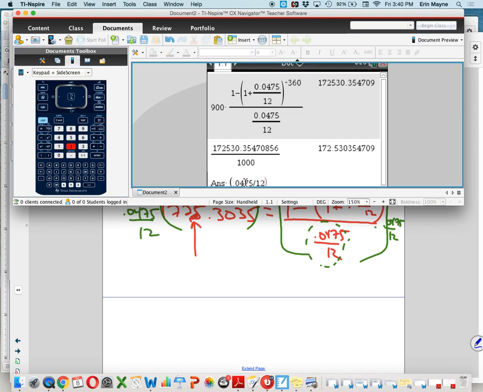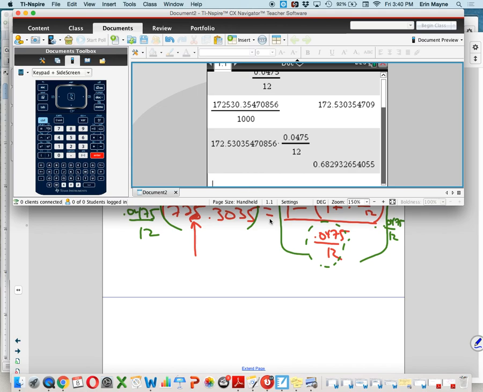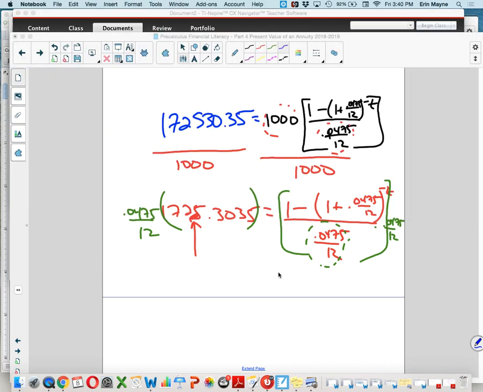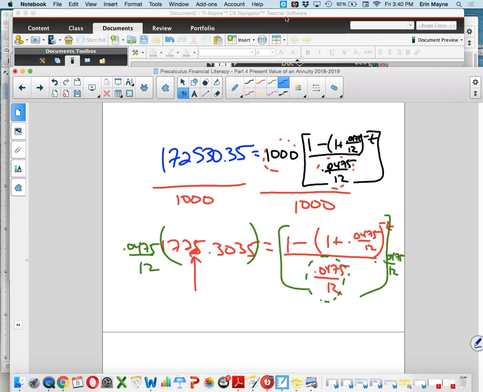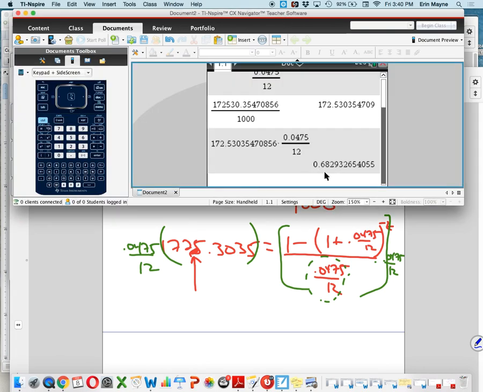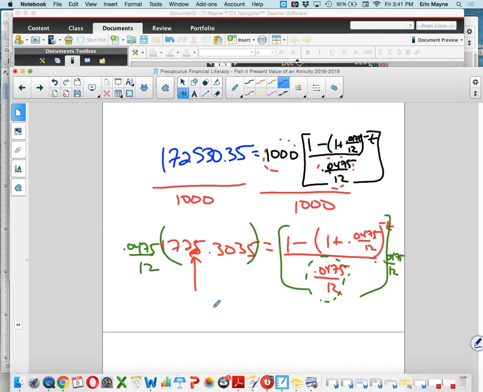Divided by 12. I get that value, and now pay really close attention because at this point I have this 0.68. I'm going to just, for the notes itself, abbreviate that to 0.683. Obviously, I'm going to retain that value. So I'm going to write 0.683 here equals 1 minus this stuff.